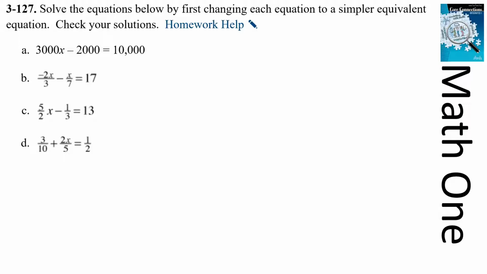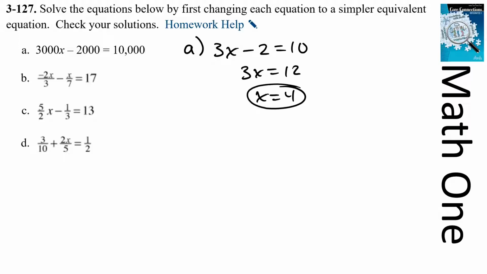Question 127 asks us to solve these equations by first changing each equation into a simpler equivalent equation. In the first case, all three of those terms in A are divisible by 1,000. So let's divide by 1,000. 3,000 divided by 1,000 is just a 3. So I have 3x minus 2 equals the number 10. Much easier to deal with. I add 2 to both sides. I get that 3x is 12, and I divide by 3, and we get that x is 4. So that's the solution for A.